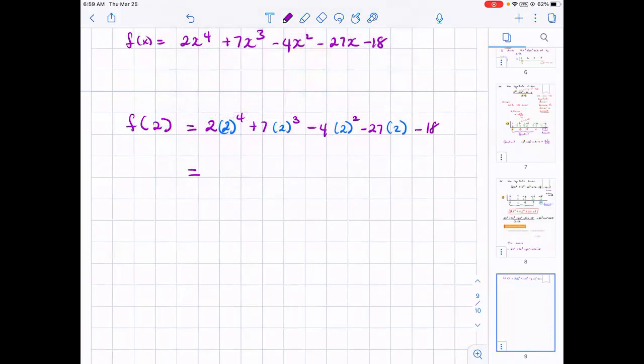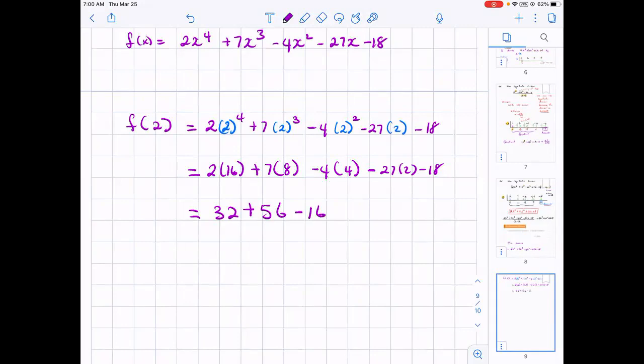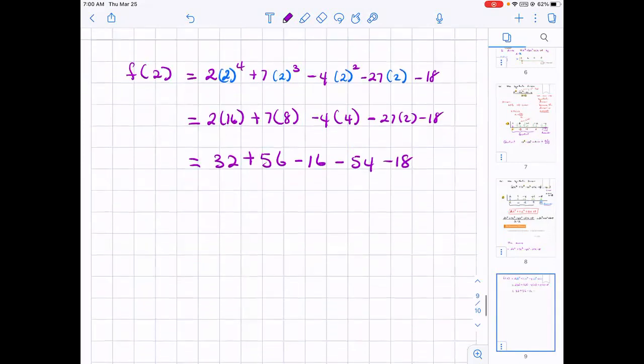So if we simplify this, 2 to the 4th becomes 16, plus 7, this becomes 8, minus 4, 4, minus 27 times 2, minus 18. So 2 times 16 is 32, 7 times 8 is 56, minus 4 times 4 becomes minus 16, 27 times 2 is 54, minus 18. Okay.